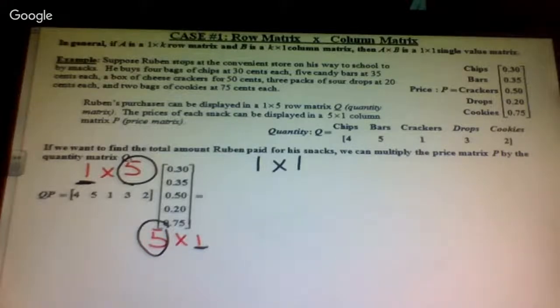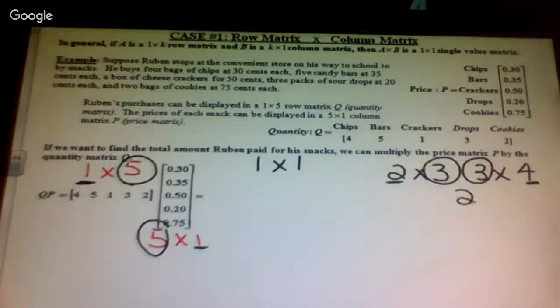Oh, gotcha. So, for instance, if I had a 2 by 3 matrix and a 3 by 4 matrix, you could multiply. This matches this, and your answer is going to be a 2 by 4 matrix. Oh, so basically the inside numbers have to match. The outside numbers is what your answer is going to be. Gotcha. Your answer is just your answer.